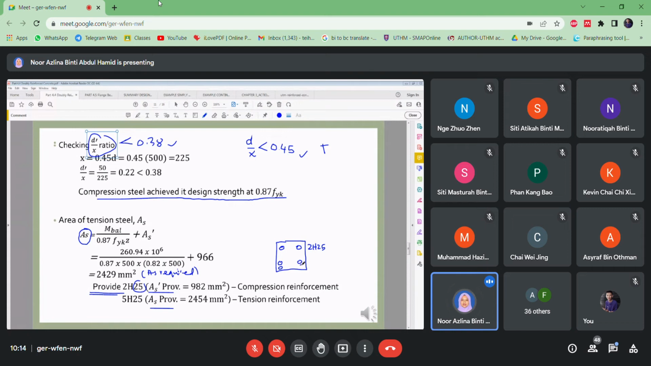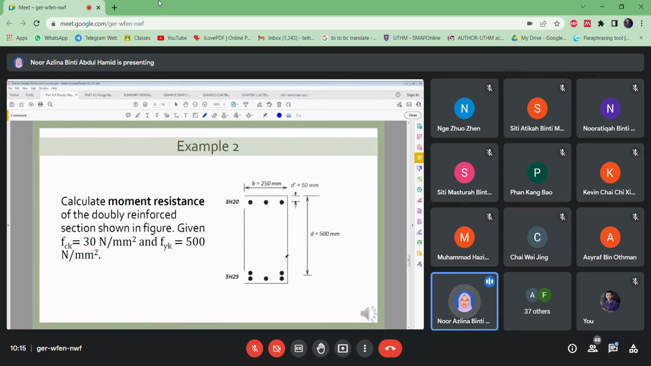Okay, so let's say this arrangement, which is 5H25. So this will be D prime, which is center to the compression bar, D prime. While for D, effective depth for the tension, kalau ada dua layer, it should be in the middle here, in between the bars. Okay, so this is the effective depth for the tension, this is the effective depth for the compression.